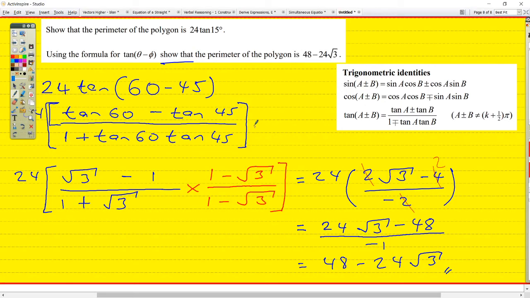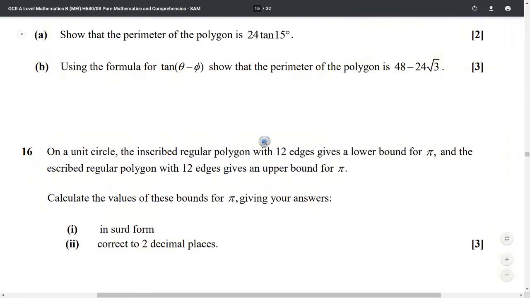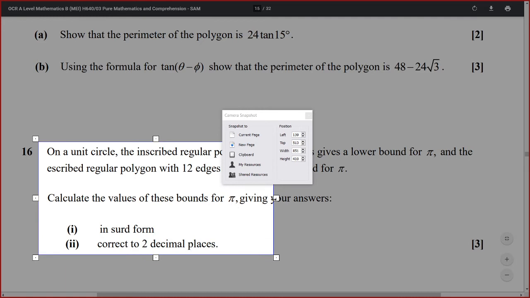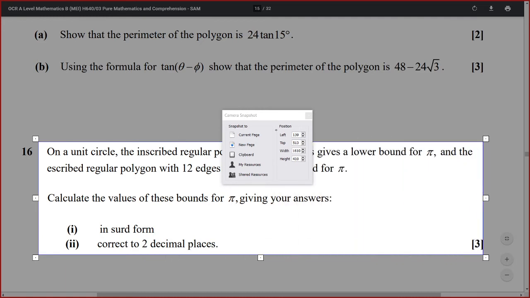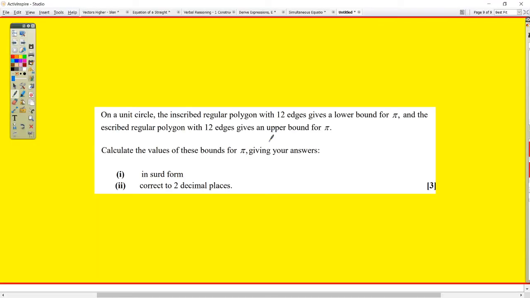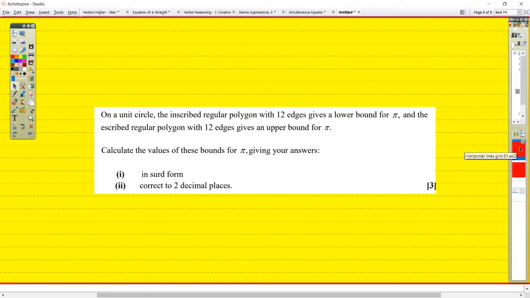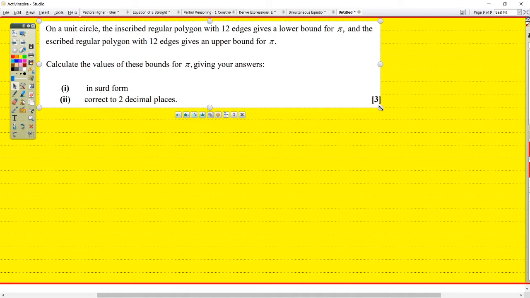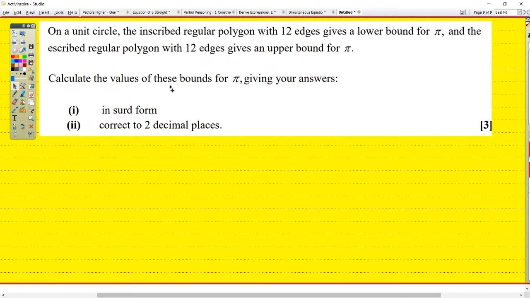So in third form, it's just 12. 12 is the lower bound, I think. Yeah. And then 48 minus 24 root 3 is the upper bound. But what goes in the middle? Pi. Pi isn't bigger than 12. Yeah. 12 pi. Yes. No.